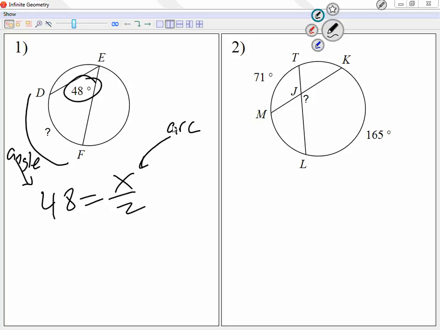Since my fraction has a letter, I'm going to get rid of fractions by multiplying both sides by 2. So I get rid of fractions. So I have 96 is equal to x. So there we go.